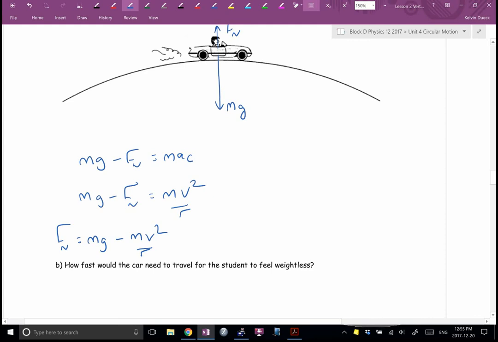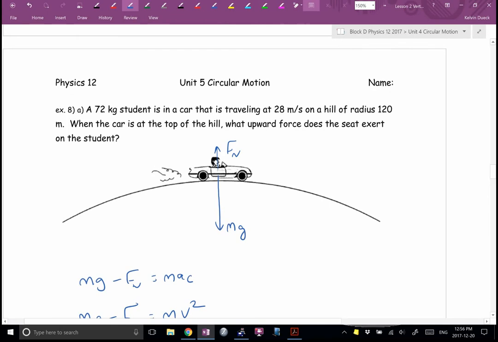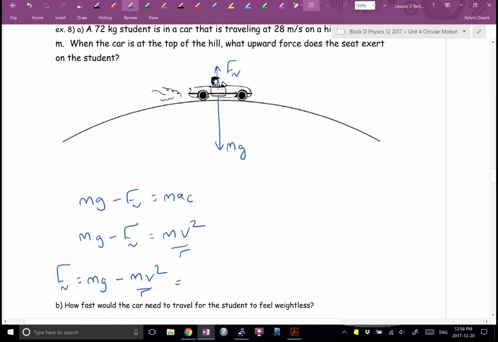Okay, some of you have had them in the car. Right? What do we get? What masses don't cancel here? There is an m in everything on the right, but there's not an m in the normal force. 72, 28. 72 times 9.8 minus 72 times 28 squared all over, where's the radius? Oh, 120. What do we get?